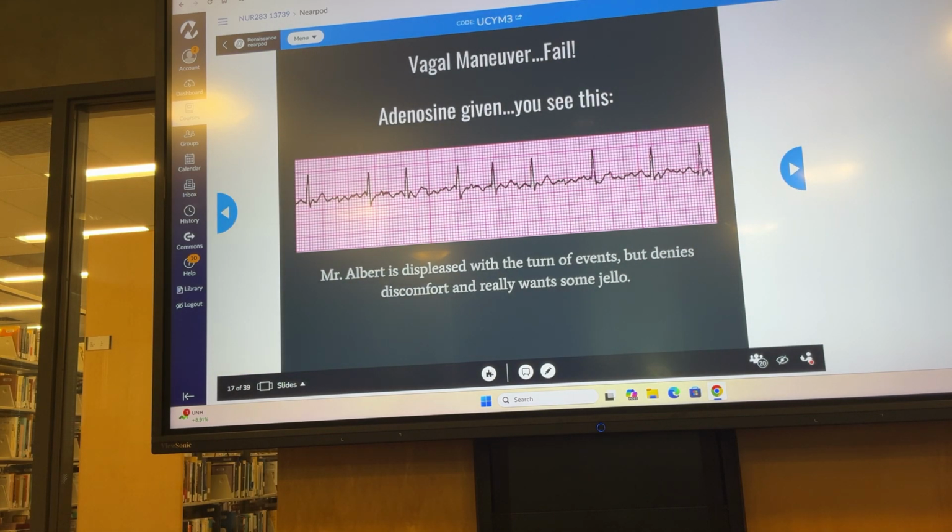Vagal maneuvers fail. Now you're going to give adenosine, okay? Adenosine, right? We use a three-way stopcock at the bedside, okay? Why do we use a three-way stopcock like this? We talked about it last time. It has to go fast. It's a very short half-life. If I had a choice between a peripheral and a central line, what would I choose? Central, right? Closest to the heart, okay?